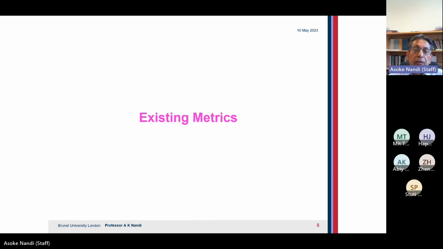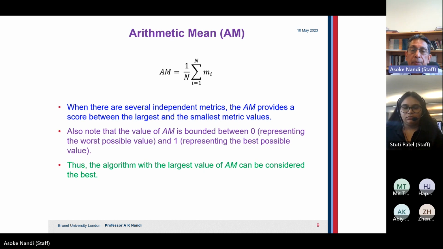So, existing metrics. There is something that's been used called arithmetic mean. In our case, we have got two, M1 and M2, remember? We're not quite sure which one, so we just average it. That's the idea. And when we average, the number that we get from this, because these are individually in the 0 to 1 range, the AM would also be between 0 and 1, and 0 will be worst and 1 will be the best. And therefore, the algorithm with the largest value of AM, so you take M1 plus M2 over 2, would be considered the best. And people have used it.